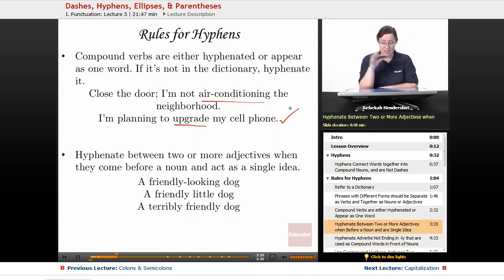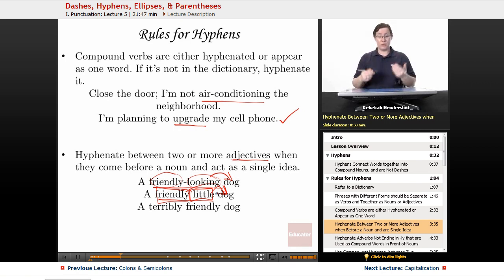Next, hyphenate between two or more adjectives when they come before a noun and act as a single idea. So, for example, we say a friendly-looking dog. Friendly-looking is one whole phrase describing what kind of dog we're talking about. You don't say that it's a friendly dog and a looking dog. What is a looking dog anyway? But, if you look at it down here, a friendly little dog. In this case, little describes dog and friendly describes dog. You could say it's a friendly dog and it's a little dog. If you can put and in the middle, don't hyphenate it.